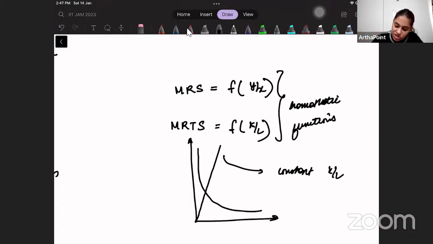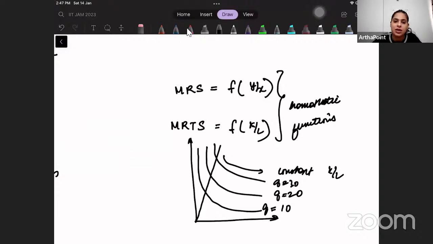Now you draw isoquants on it. You get the Q equal to 10 isoquant, Q equal to 20 isoquant, Q equal to 30 isoquant. As long as I am on the same line, the K by L ratio is the same. If I see that this MRTS is the same, which means I am able to get parallel slopes, then these are homothetic. The slope of the isoquant, that is MRTS.